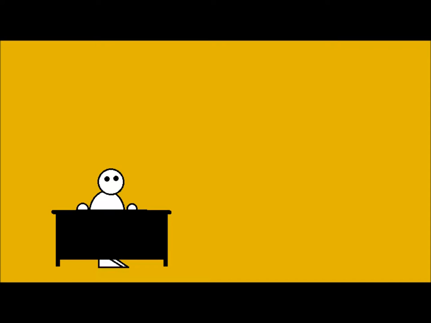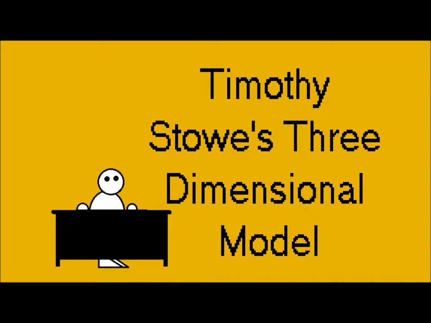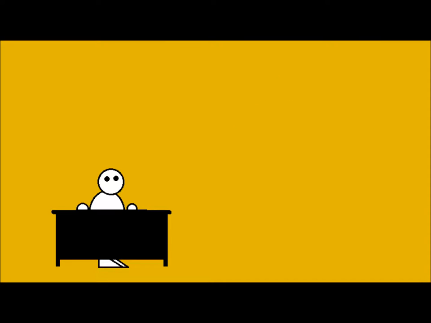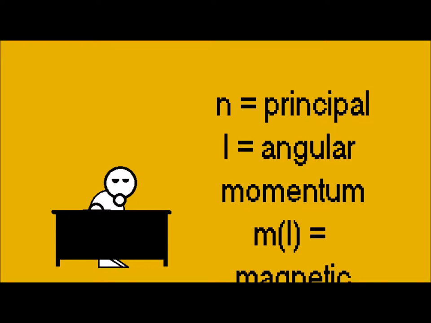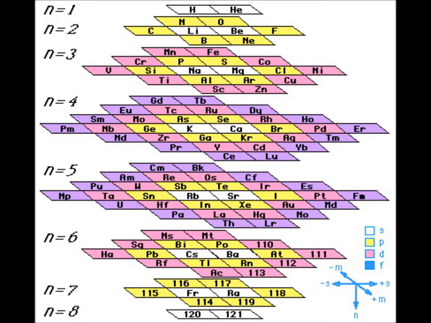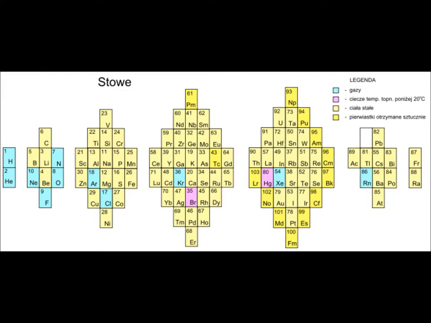The next alternate periodic table is Timothy Stowe's three-dimensional periodic table. This table seeks to add even more complexity to the original by listing the elements by the principal quantum numbers instead of just the atomic number. The three axes represent the numbers of N, L, and M sub L. This creates a series of diamond-shaped tables ordered above and below one another. The columns of the original periodic table are also conserved here, since each column on the z-axis of Stowe's table is equal to one on the y-axis of Mendeleev's table.